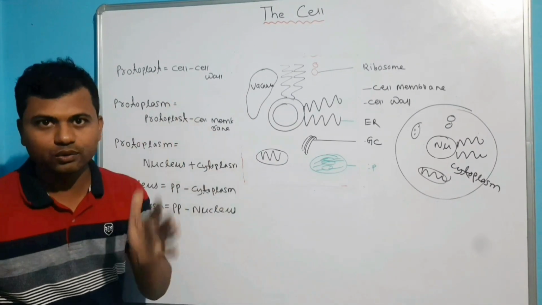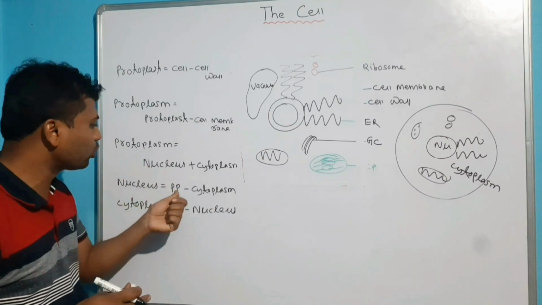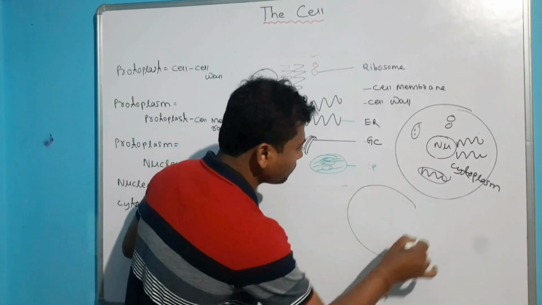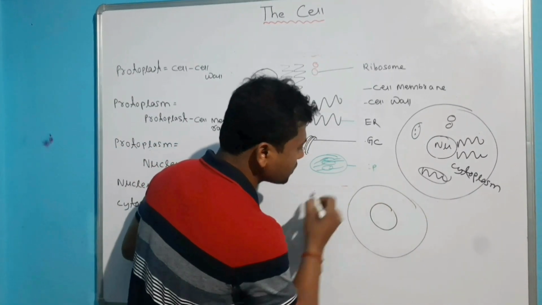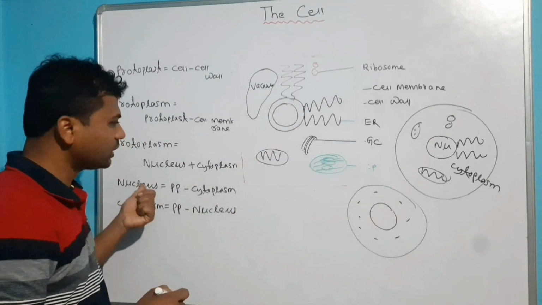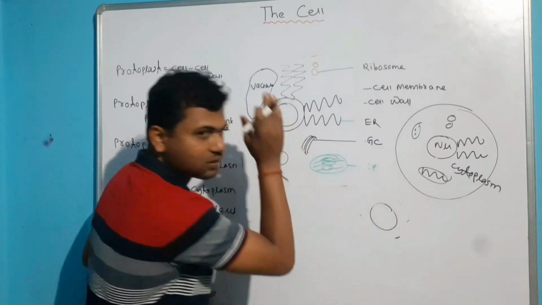If we deduce the equation for the nucleus, then the nucleus is equal to protoplasm minus cytoplasm. Suppose this is the protoplasm. Now this is the nucleus and this part is the cytoplasm. If we deduce the equation for the nucleus, you have to remove the cytoplasm. So this is the nucleus.